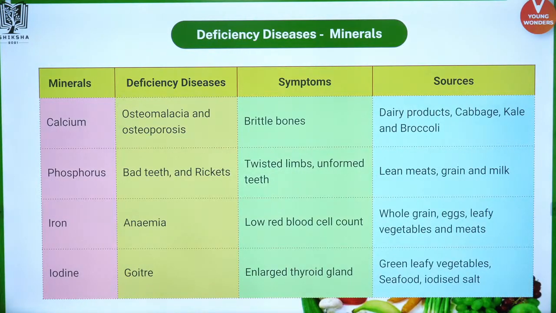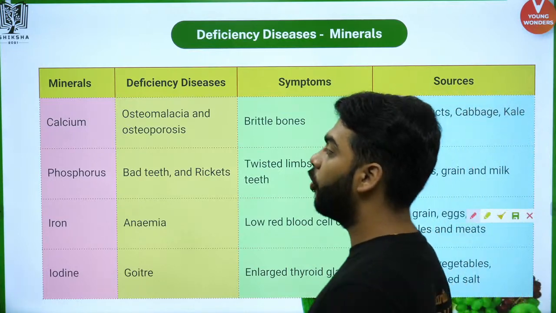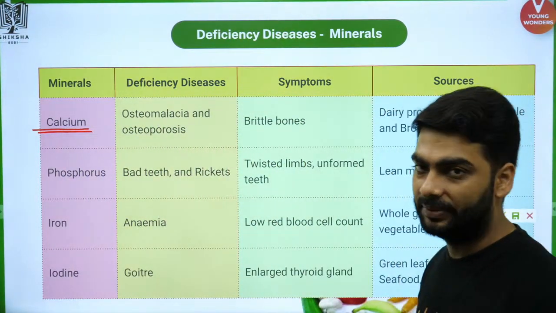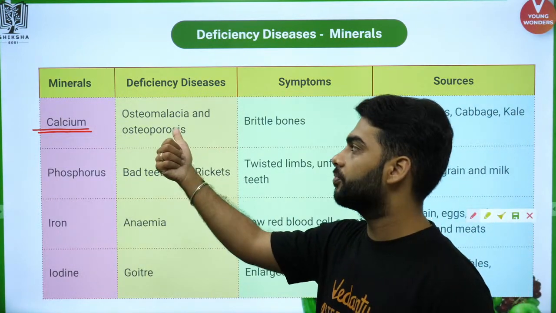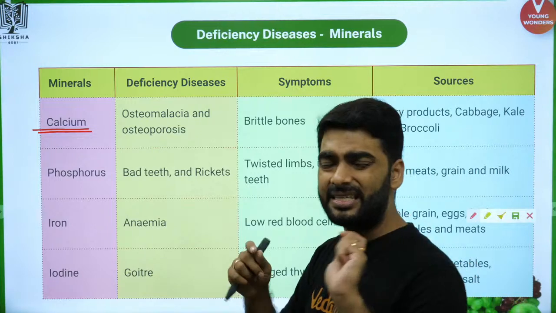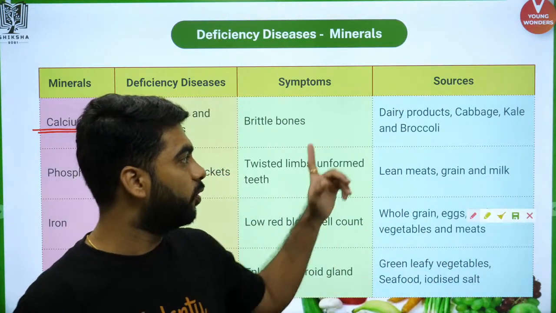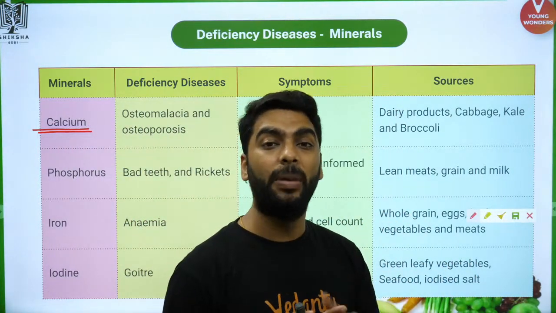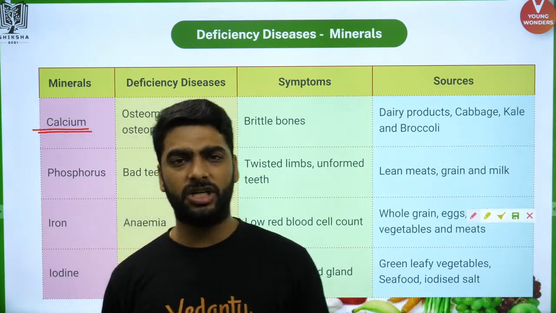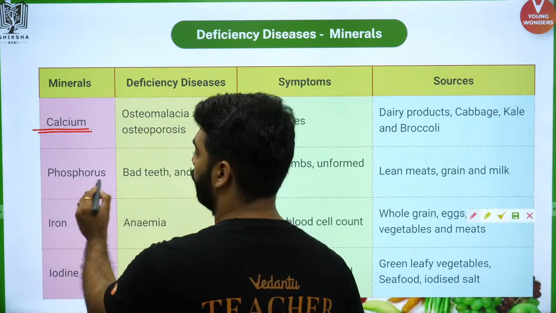Now we talk about minerals. So over here we have very important 4 minerals. Calcium, which is important for your bones and teeth, right? Deficiency of calcium causes osteomalacia and osteoporosis. Very weak bones, easily fracturable, and you will get your calcium from milk, from broccoli, dairy products like paneer, cheese, etc.